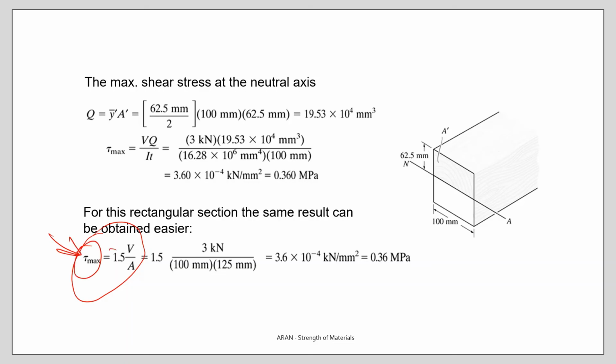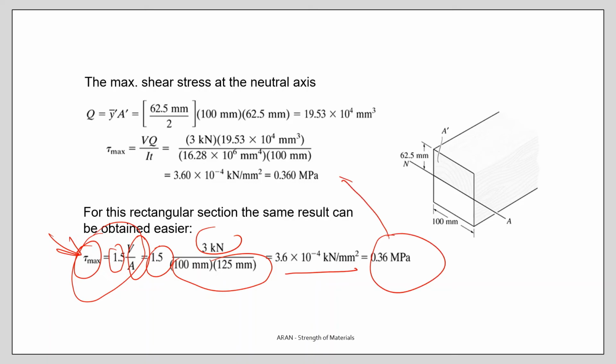So we remember we have derived a formula which says for rectangular cross sections the maximum shear stress is 1.5 times the average shear stress. Well, why not use this formula? Force divided by the area times 1.5. Well, the result is the same. So for rectangular sections, to find the maximum shear stress, easier solutions can be done, and this formula will be very useful.